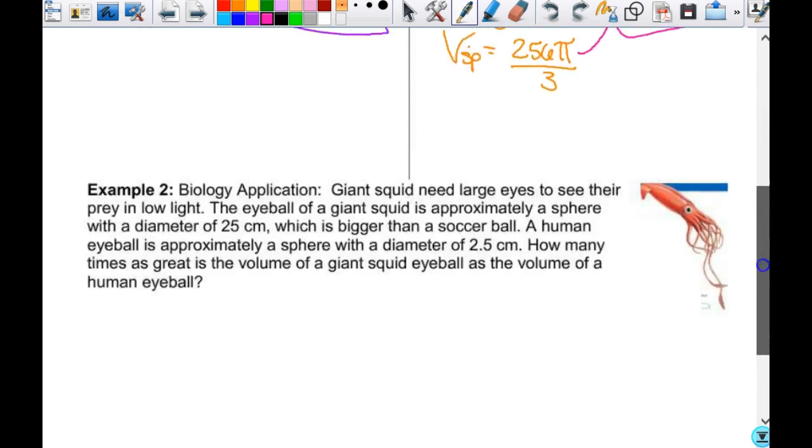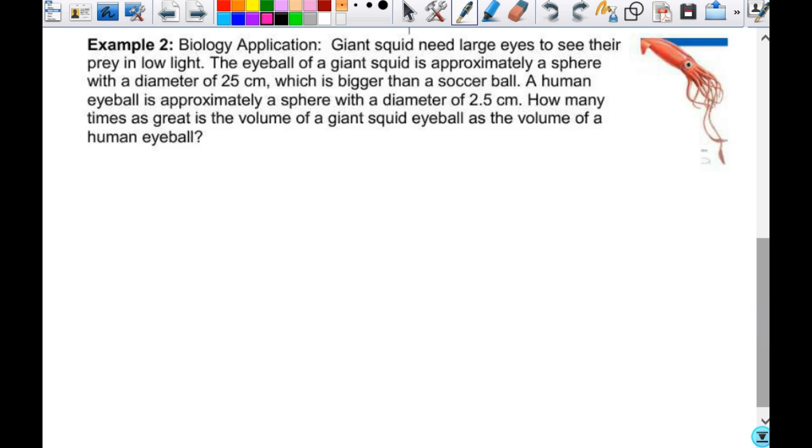All right. So here's a biology application. It says giant squid need large eyes to see their prey in low light.